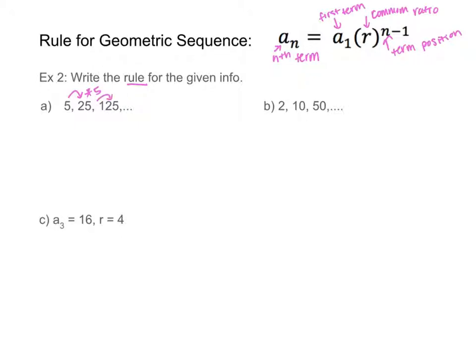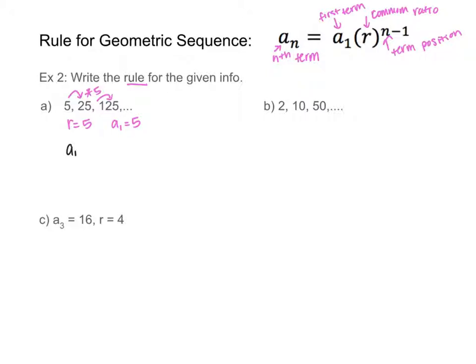Right? So from 5 to 25, you had to multiply by 5. From 25 to 125, you had to multiply by 5. So that tells me that my common ratio needs to be 5. My A1 here, my first term in the sequence, is 5, as you can tell from here. So I'm going to grab that 5 and write it for my first term. And I think that's all I need. When you're trying to build a rule, you need to have the first term and the common ratio. So 2 ingredients.